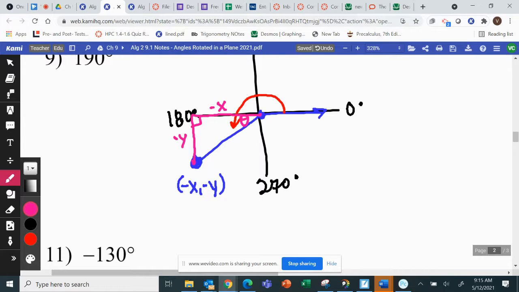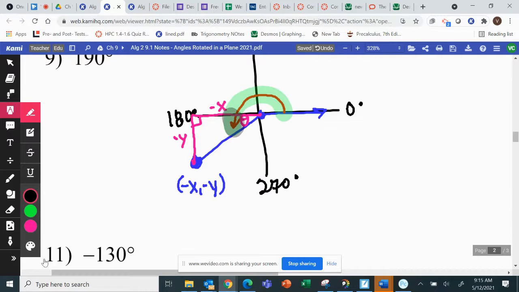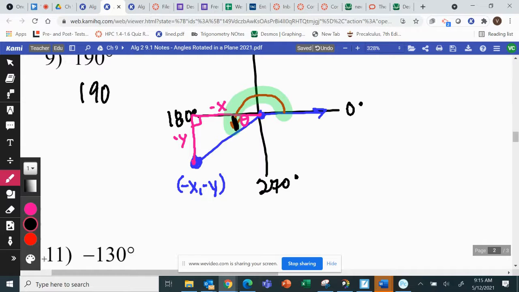So then I say to myself, to find how big theta is, I'm going 190 that way, but theta is just this little part. Theta is just this little part right here. So how far past 180 did I go? That's 190 minus 180. That's just 10 degrees.